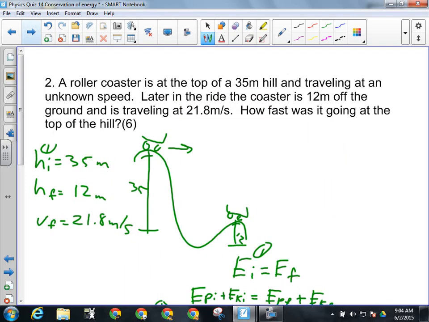Okay, second question, they have givens of some kind written out. Initial height was 35 meters. Our final height was 12 meters. And our final speed was 21.8 meters per second. So we do know right down here that it's moving at 21.8 meters per second. What we don't know is how fast was it moving up here at the top of the hill. All right, so we have to assume then, since we're being asked to solve for that, that it does have some kinetic energy at that point.